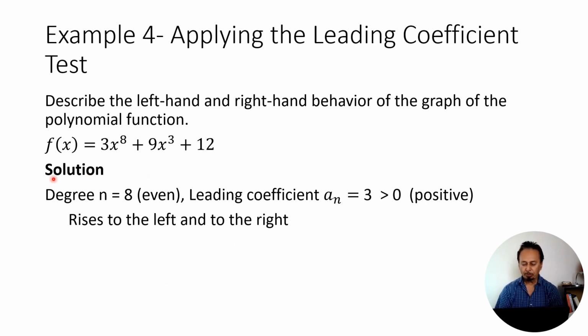Okay, example 4. We have f of x equals 3x to the 8 plus 9x cubed plus 12. So the degree is 8 and is even. The leading coefficient is 3, which is positive. Then the graph of this polynomial function rises to the left and to the right.